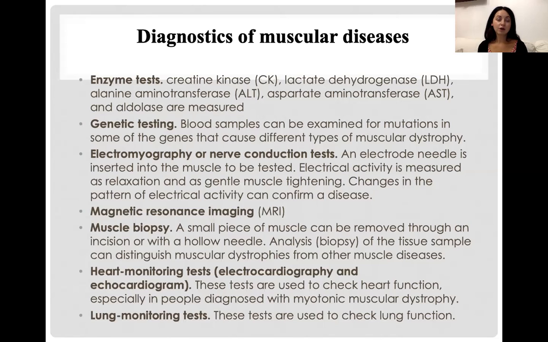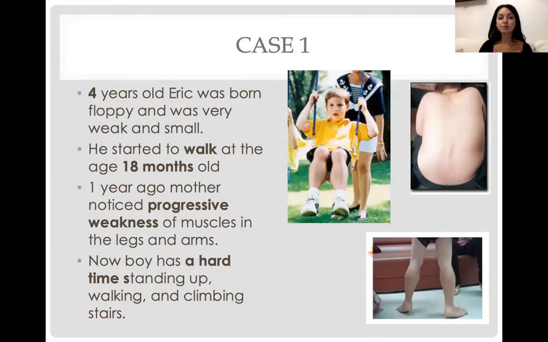So you can use these methods and formulate your diagnosis right. And we finish our lecture with a case. Look at the picture, you can see a child. It's a boy. His name is Eric. He is 4 years old and he appears floppy, has very weak muscles and looks smaller than he is. Mother tells that he started to walk at the age of 18 months, which may be considered a slight delay. We expect a child to walk at the age of 12 months, 1 year.